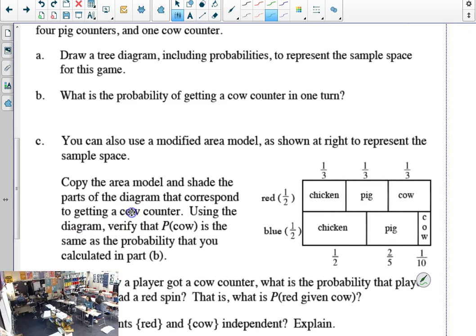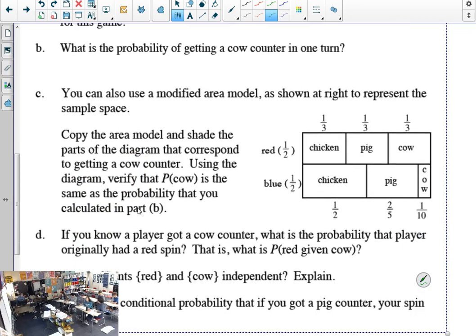This should be the area model that we're looking at. Now, it kind of makes me laugh because I just think of it as a farmyard. So, what's the least probable outcome here? Cow. Blue cow, right? Thank you for raising your hand. Getting a cow after having gotten a blue, right? So getting a blue cow.